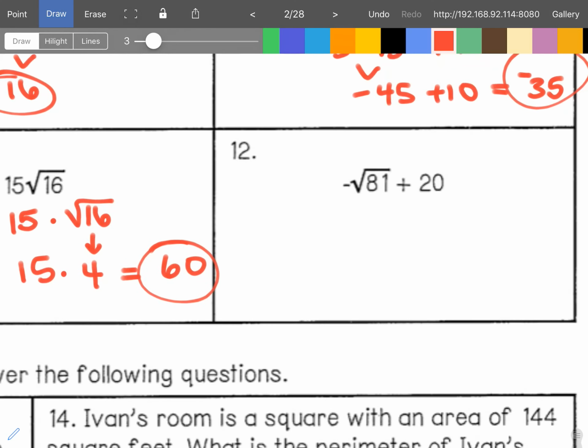And number 12, the square root of 81. What number times itself is 81? It's going to be 9. And then don't forget to bring this negative out here. Plus 20. So -9 plus 20, different signs, find the difference. 20 minus 9 is going to be 11, and then 20 is bigger, so it's positive 11.